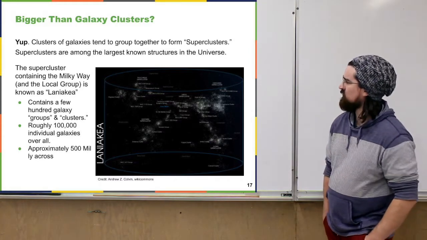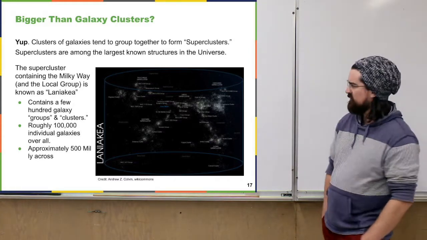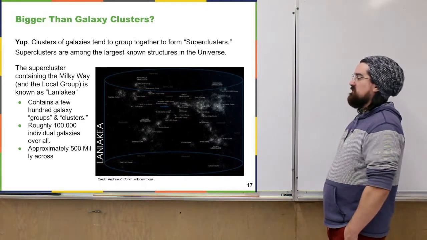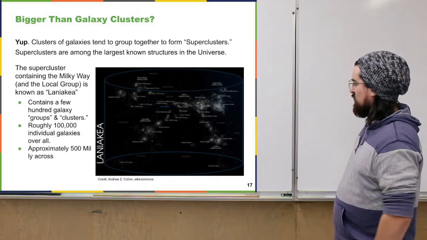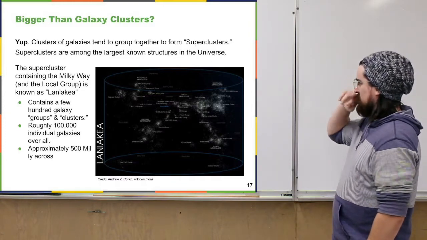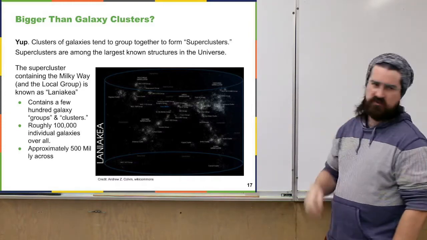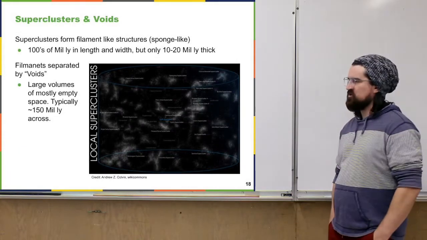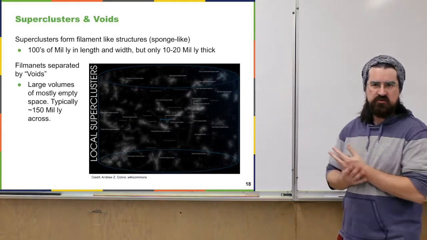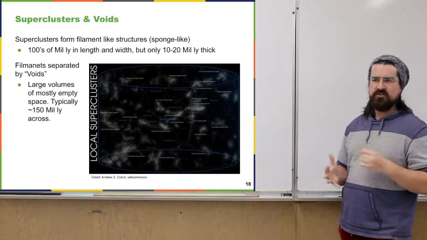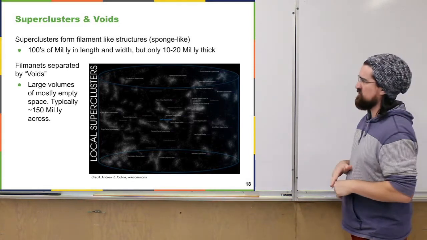Here now, we have this supercluster that we're a part of, which is something like 500 million light years across. And again, over 100,000 galaxies in this structure. Pretty big stuff. These superclusters now are some of the biggest things that we categorize in the universe. 500 million light years across, incredibly large structures.